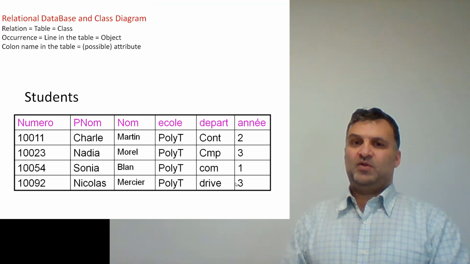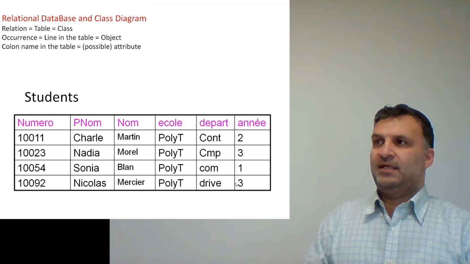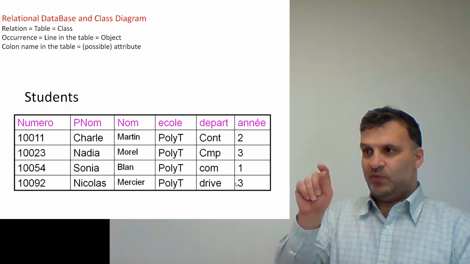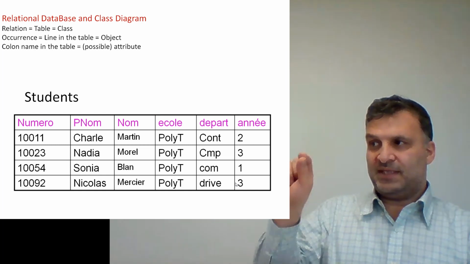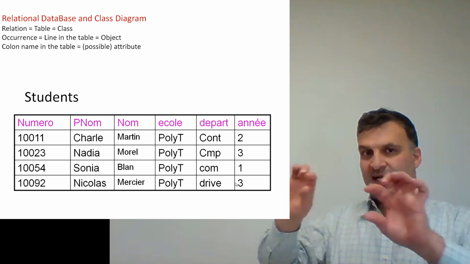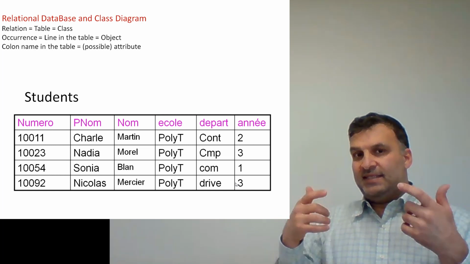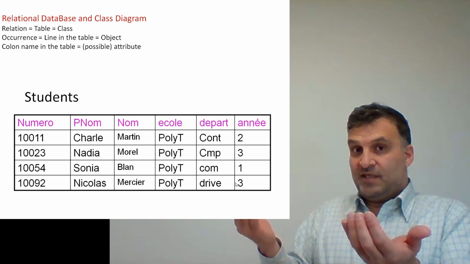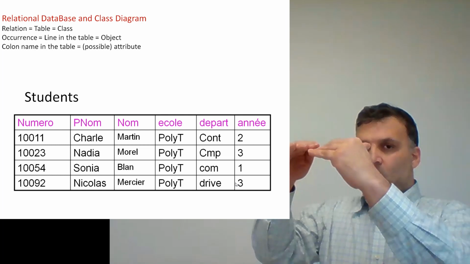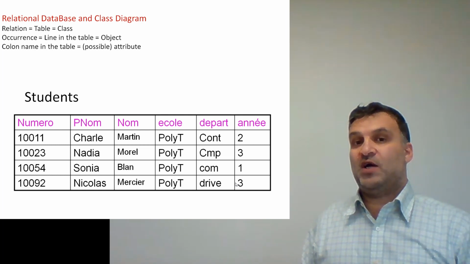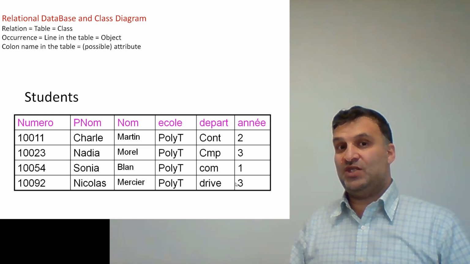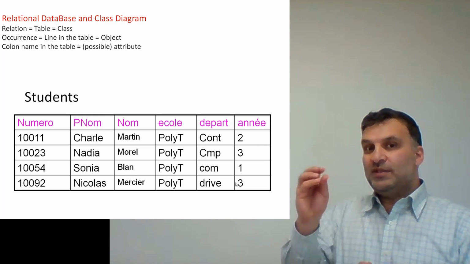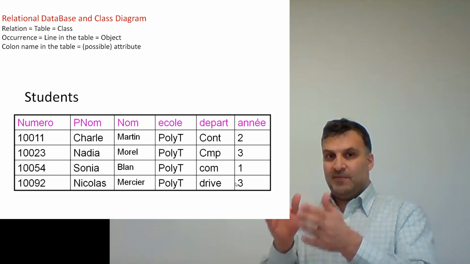What is the relationship between a table and a class diagram? What is a relation? If we take a look at the table, we can find that there is some relation between Charles, Martin, Polytech, Count, 2. It is a line. Each line in the table is an occurrence of a relation. There is some relationship. For this reason, we put them in one line. If we take all the lines, we can say that we have a complete representation of the relation student. So, in mathematical language, a student is a relation. The table is a relation.